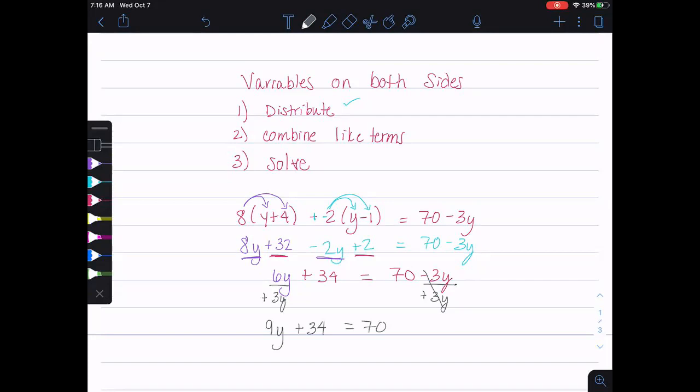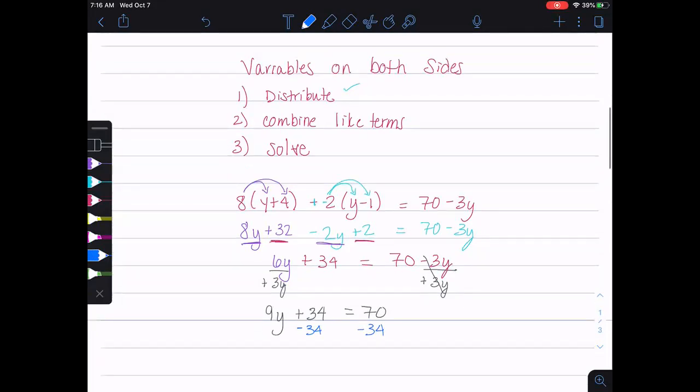Well, I have to do that exact same step in order to combine 34 and 70. I have to do this opposite operation to move it over to the other side because there's that equal sign there. It's like a wall. And when you're moving to the other side of the wall, it is an opposite operation. So when I then have 9y equals 36, now I can solve like normal. I would divide both sides by 9. And I would then have y equals 4.